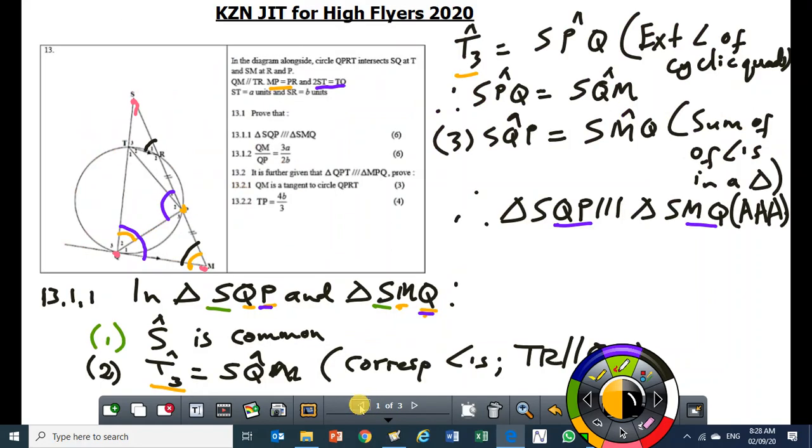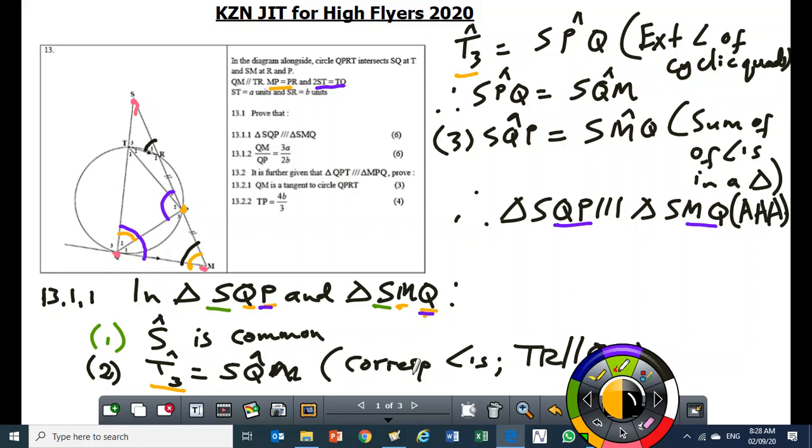Now, the next one, it is further given that QPT, prove that it's a tangent. Right, this one is so simple. Right, if you want to prove that a line is a tangent, there are 3 ways of proving that a line is a tangent. Either you can use the converse of the tan-chord theorem. You can also use the converse of the tan perpendicular to radius, or the tangents from a common point, any of those 3. The most common one is the tan-chord theorem. Okay, the most common one is the tan chord theorem. That's the most common one.